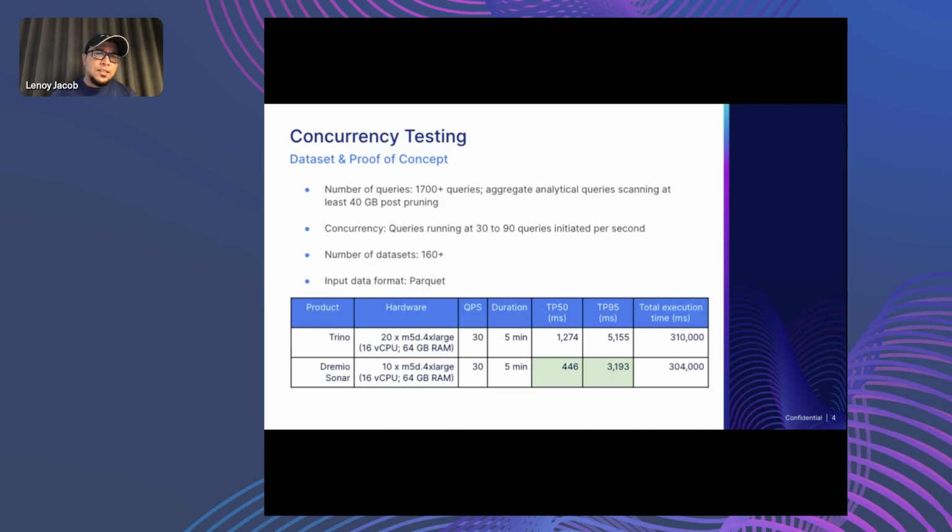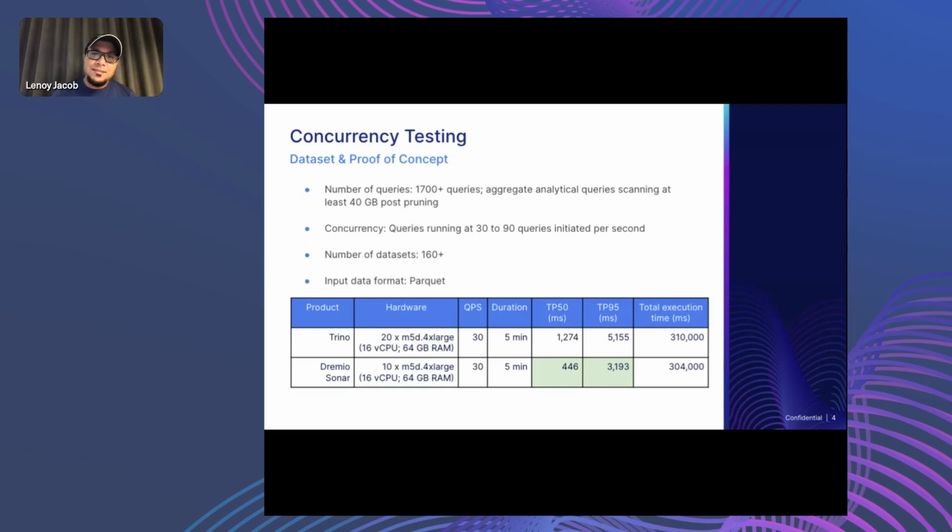All right. So let's look at the proof of concept that they did with Dremio and Trino, right? This was a high concurrency and low latency use case for the proof of concept. They provided 1,700 queries initiated randomly at a rate of 30 queries per second.